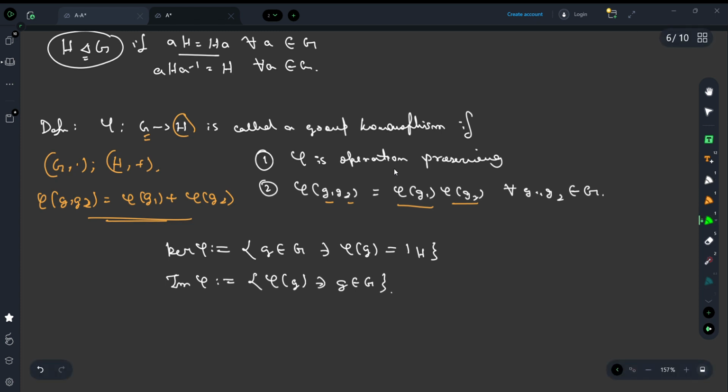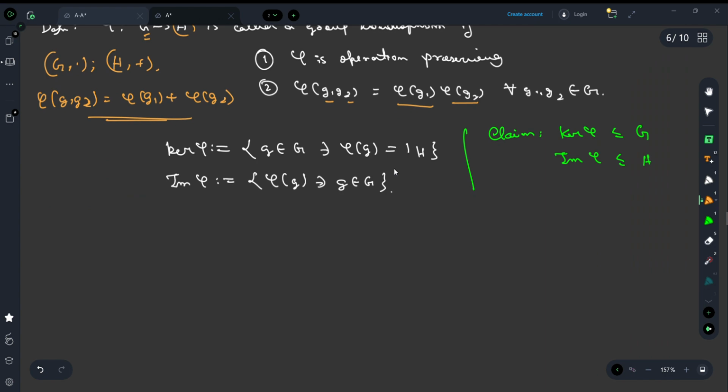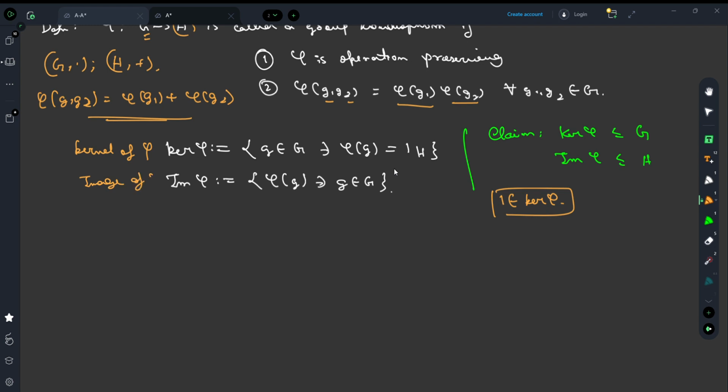My claim is that the kernel of phi is a subgroup of G and the image of phi is a subgroup of H. Let's try and prove this. If I choose an element from the kernel of phi, first of all, the kernel of phi is non-empty because 1 is in the kernel of phi. This is called the kernel of phi, and this is called the image of phi. So 1 belongs to the kernel of phi, it's indeed non-empty. Let us choose elements x and y from the kernel of phi.